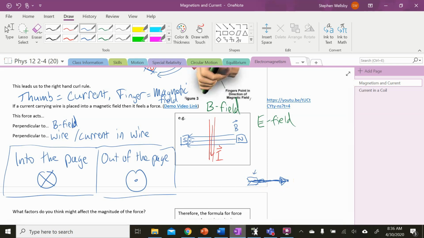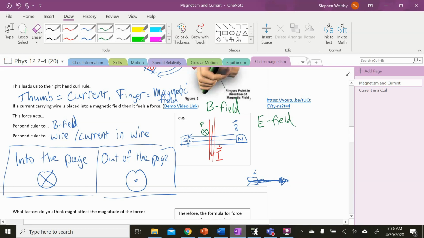So in this particular case here, if we have the magnetic field going from right to left, the current going downwards, we are going to see the force in this case acting downwards on it. So I'm going to write that. So the force is going to be downwards.